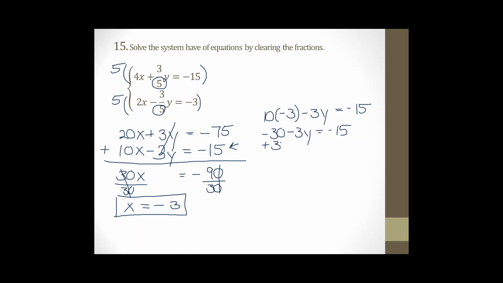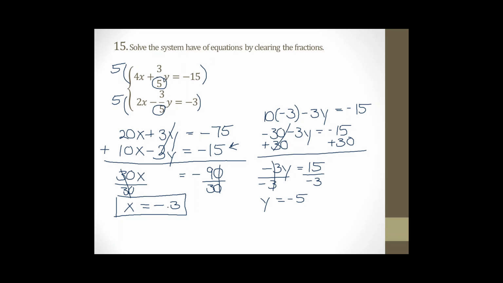Adding 30 to both sides, and I'm left with -3y is equal to positive 15. Dividing by negative 3 on both sides, y is equal to negative 5.